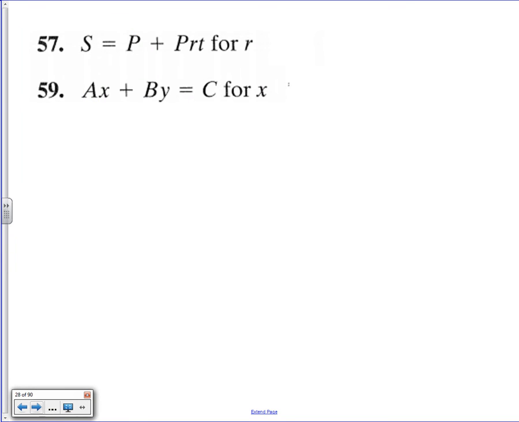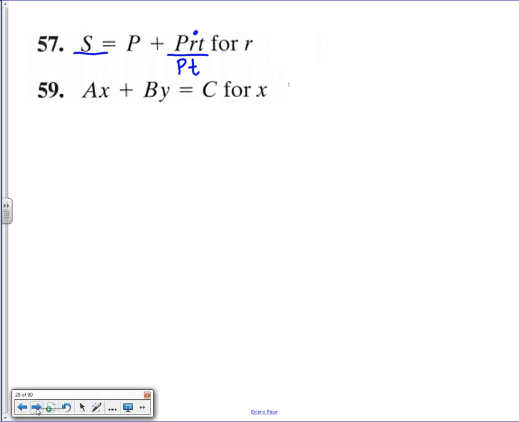Next question here, we're solving for r. So let's get rid of the p and the t by dividing. Gives me s over pt equals, oh my, let's restart that. Not the right first step.